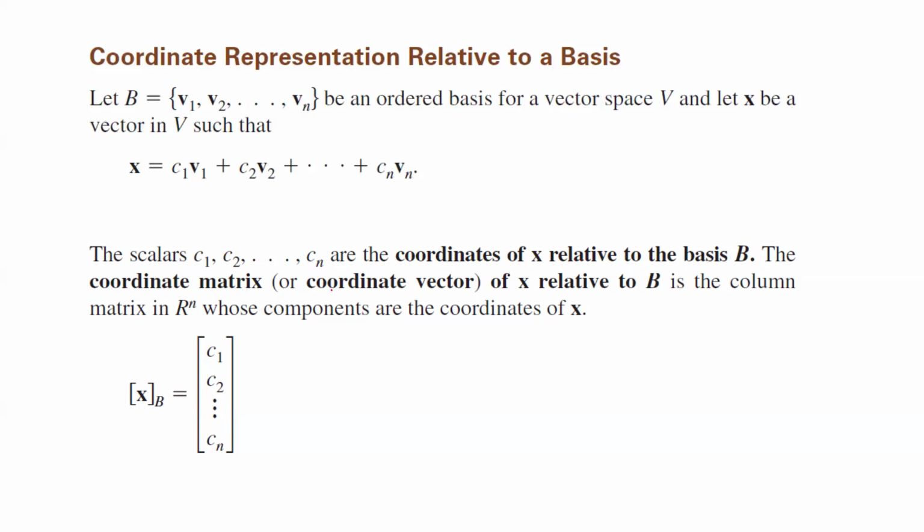The coordinate matrix or coordinate vector of X relative to B is the column matrix in n-space whose components are the coordinates of X. We represent it this way. We take the basis, we use open, close square bracket, we put X there, and then the index is B. And on the right-hand side, you have a nice column vector.